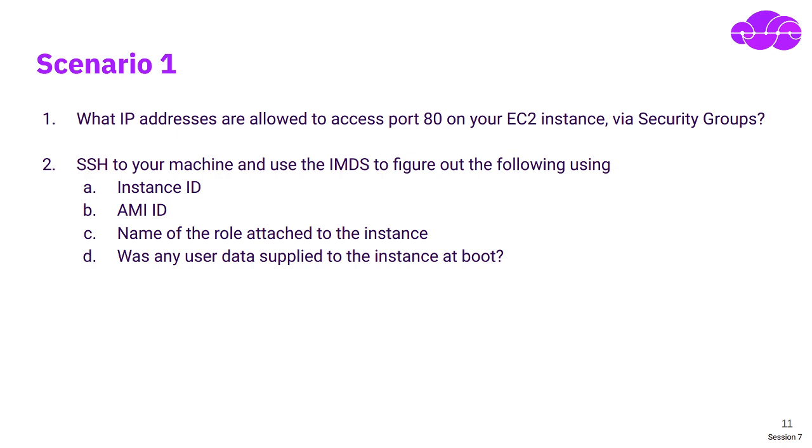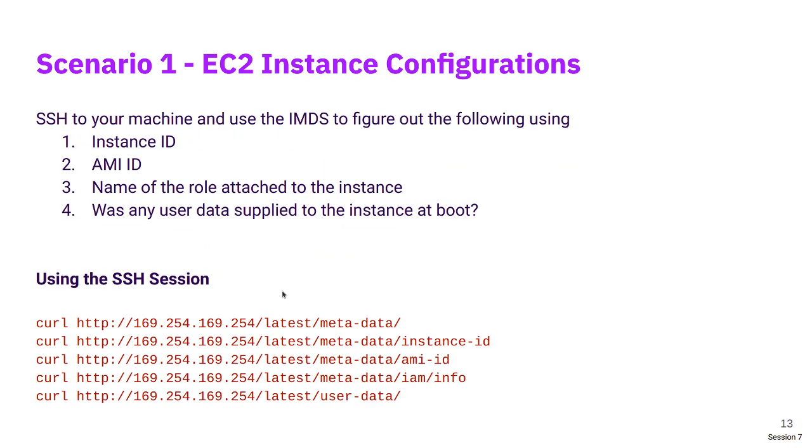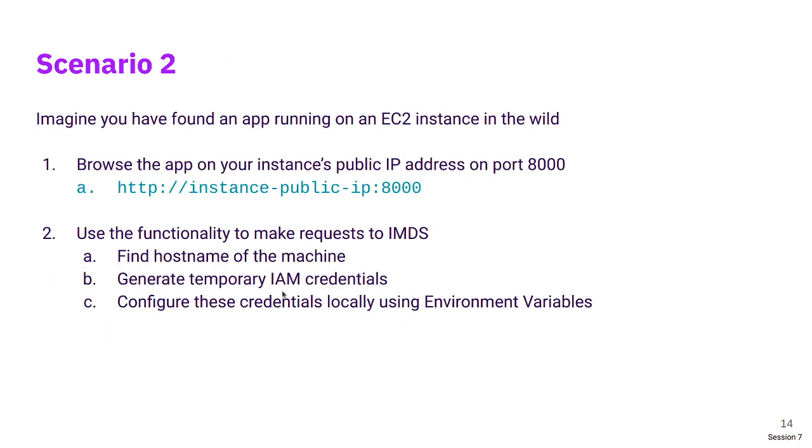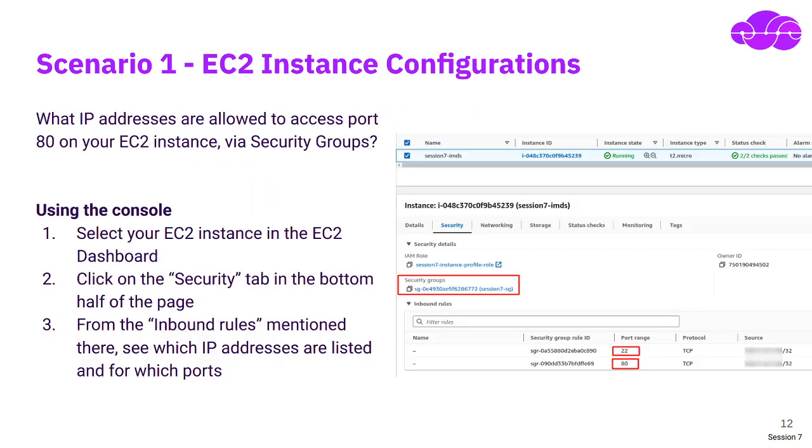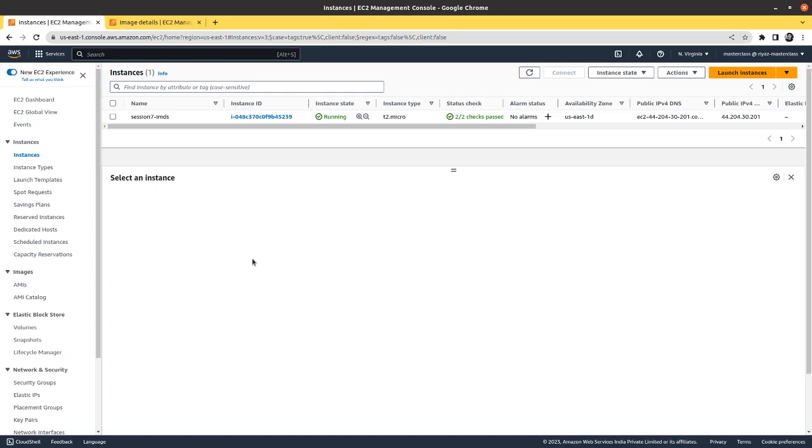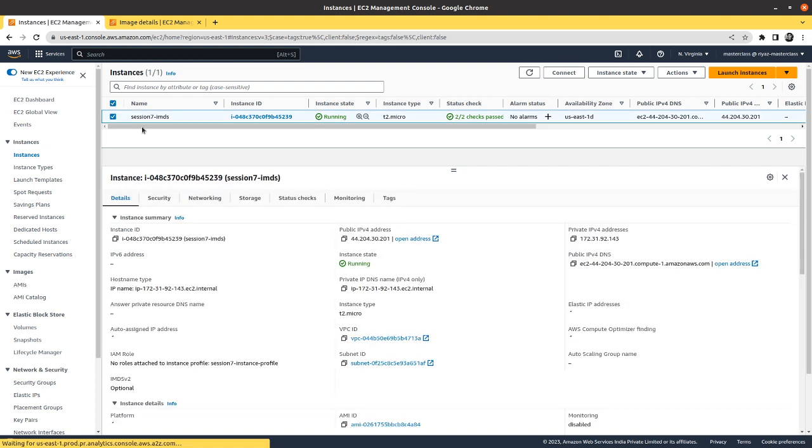The second bit is to SSH to your machine and use the instance metadata service to figure out a bunch of these things. So we'll go through each one of those. Yeah, so, to look at, and ignore the port number here in the screenshot, but this is a generic way of answering the question. It should have been port 8000 because I updated the port number and did not update the slide.